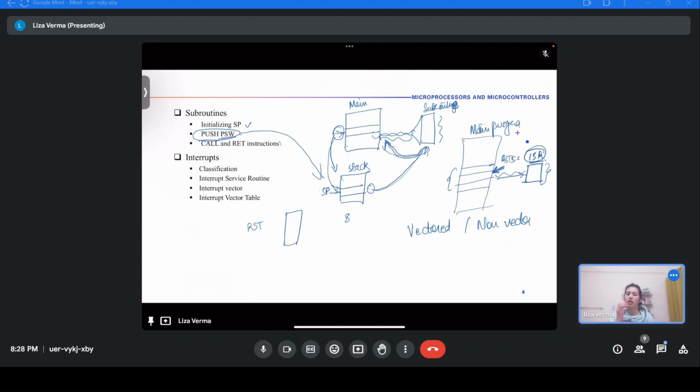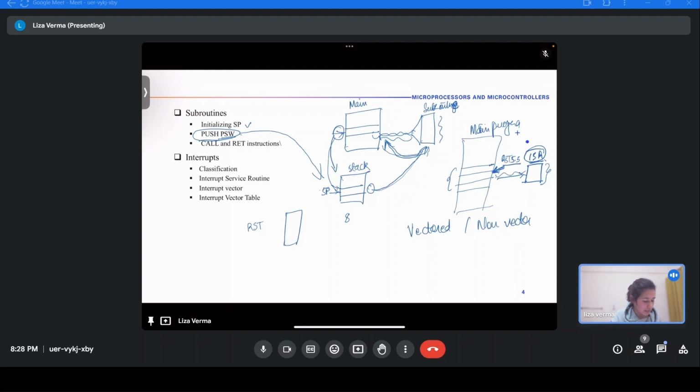Out of these five, TRAP, RST 7.5, 6.5, 5.5 are vectored interrupts, and INTR is the non-vectored interrupt, which means if any of these four vectored interrupts occurs, the MPU knows the exact location or address where it has to go to perform the ISR of that interrupt. So if this RST 5.5 occurs, the MPU will know.